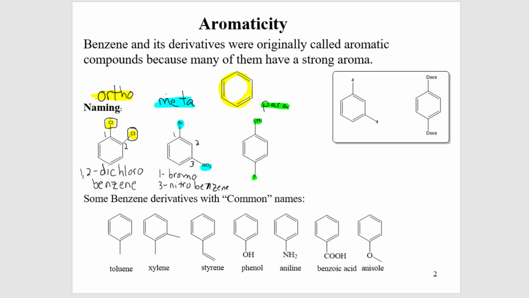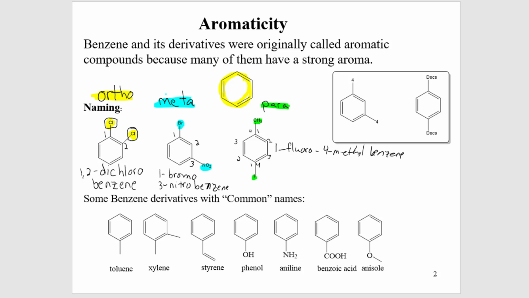So yeah, we would call this, you've got 1, 2, 3, and 4. You could name it 1-fluoro-4-methylbenzene.